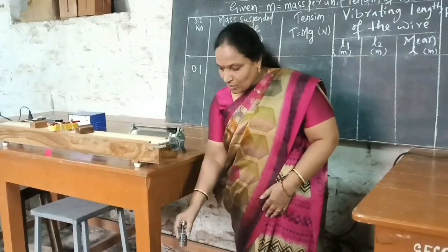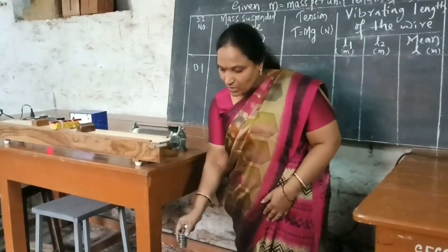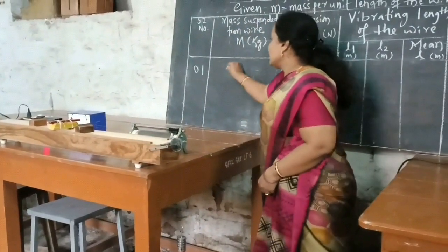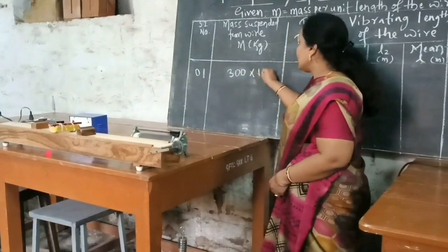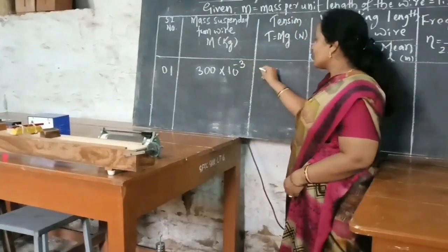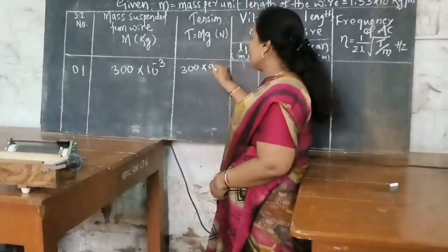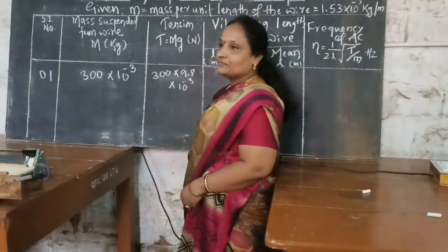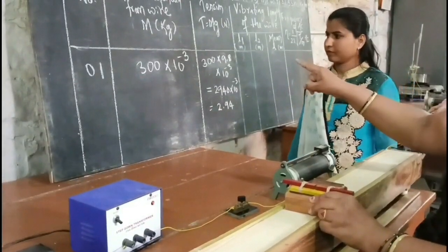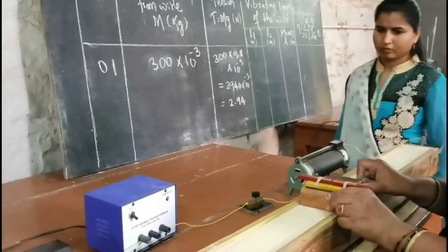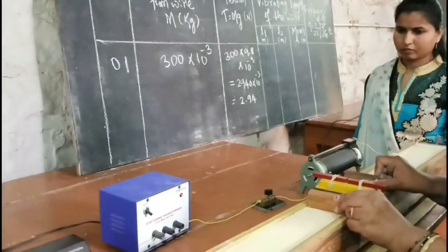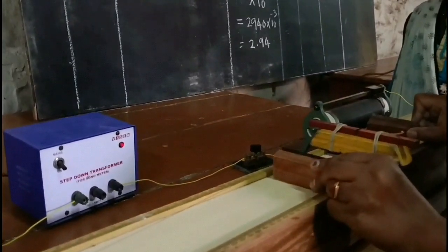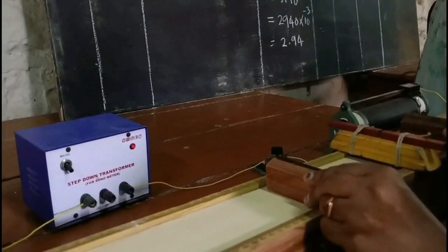In the procedure, we have to apply mass to the wire. So here we have applied 300 gram mass to the string, 300 into 10 raised to minus 3 kg. 300 into 9.8 into 10 raised to minus 3 is the tension. For the applied mass of 300 gram, we have to find the vibrating length. So for this we have to move these bridges slowly till we get the wire vibrating with maximum amplitude.